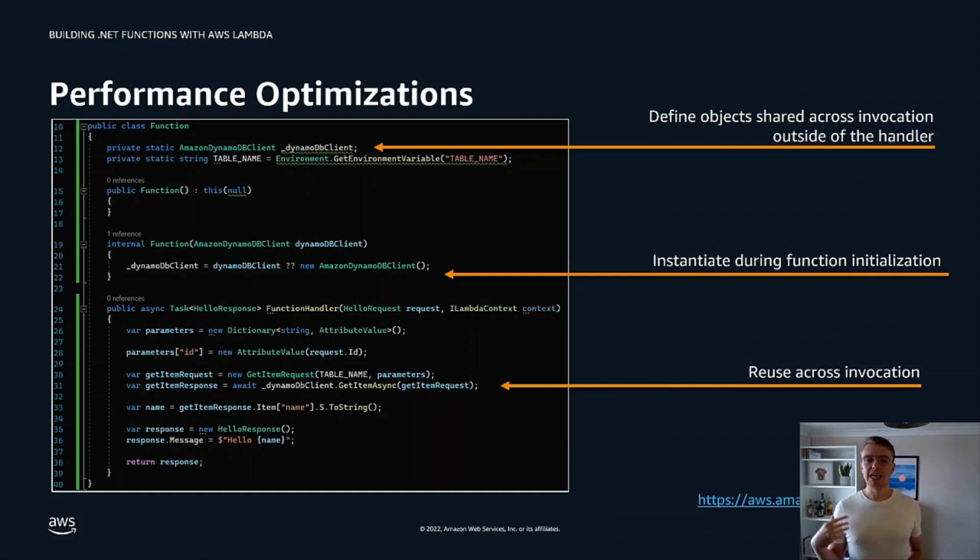When it comes to optimizing your application code, you need to make sure you define shared objects outside of your handler. You don't want to be initializing a new DynamoDB client for every single request that comes in. Do that once per execution environment and reuse it across each invocation. And the same applies for connection strings, any secrets management, things like that. Load that all up at initialization time and then reuse that across invocations.